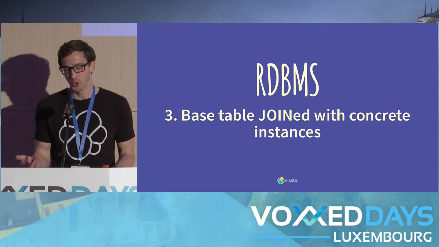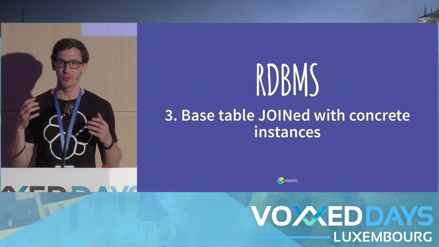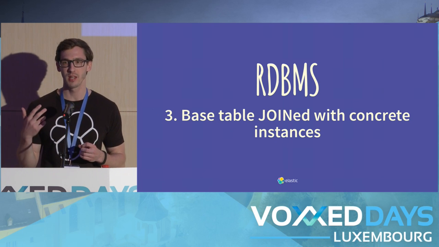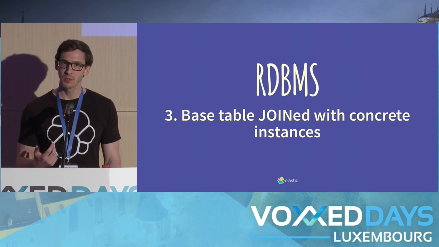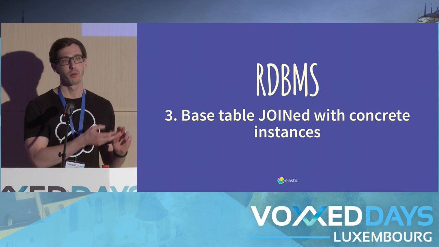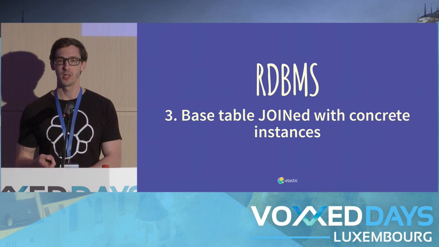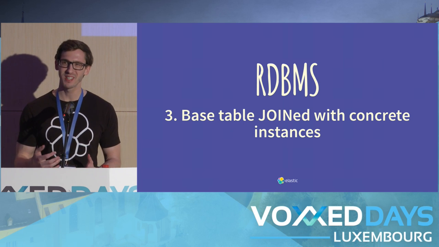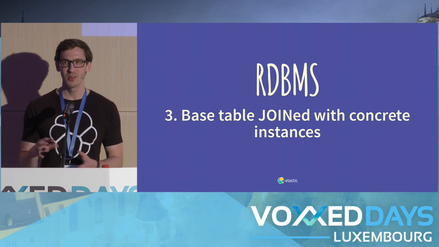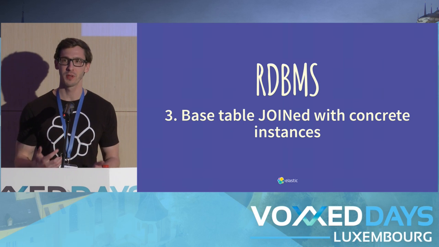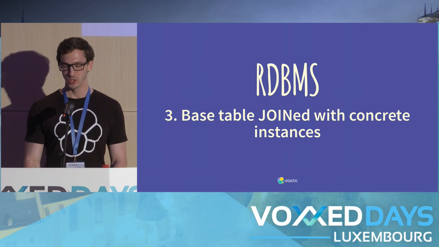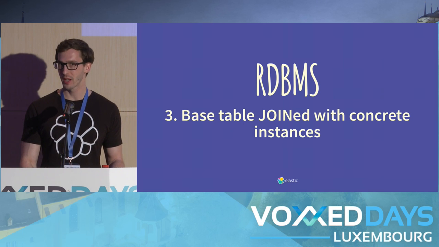So the next approach would probably be you create one table for each class, including the abstract base class, and then you have three tables. But every time you need to query a concrete instance, you will need to join your base table with your concrete instances. Again, it kind of works, but it's just not as nice. Querying data out of it on the database side is a bit more painful than it needs to be. So if you have a document store, you can do that differently.